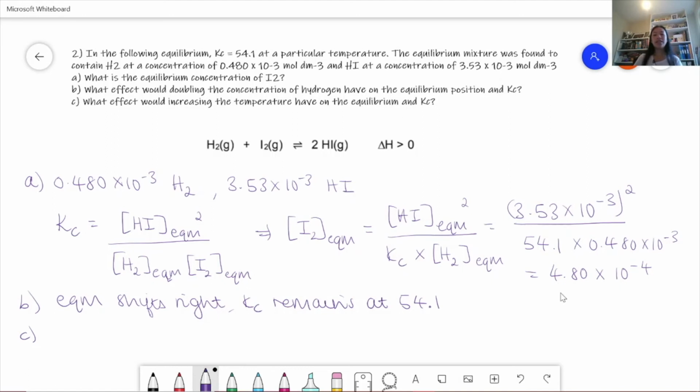So when we increase the temperature, the equilibrium acts to decrease the temperature, so it favours an endothermic reaction. Looking at this bit here, it says that the delta H is bigger than 0, which means that the forward reaction is actually endothermic, because it's got positive enthalpy change. And so when we increase the temperature, the equilibrium will favour the endothermic reaction, which is the forward reaction, and so the equilibrium shifts to the right.